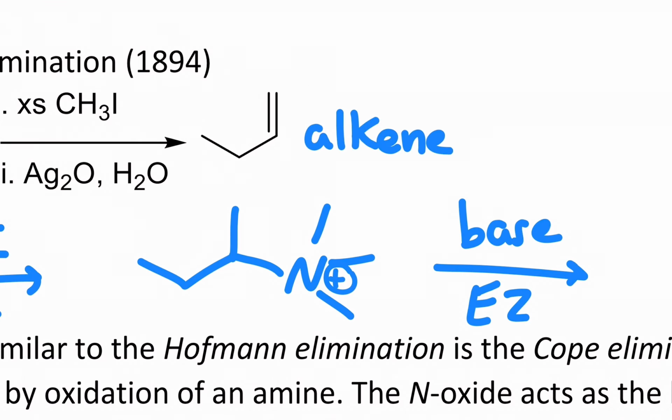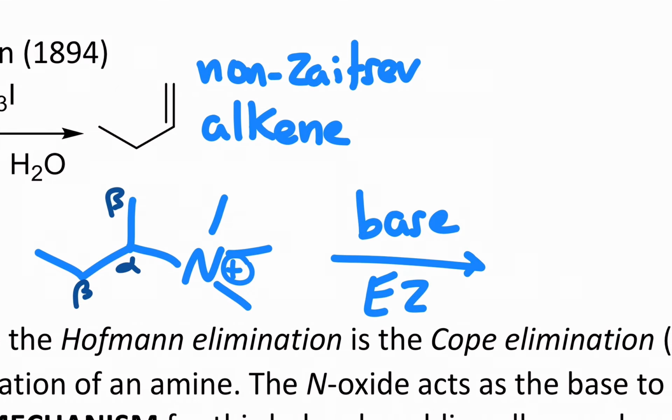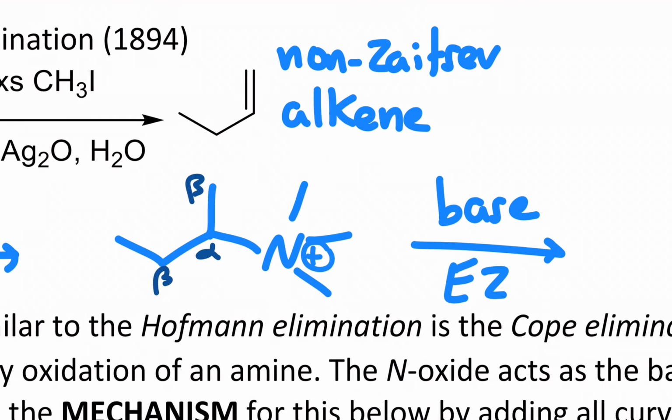What makes this unique is you get the non-Zaitsev product. Remember, last semester we looked at eliminations like E2s, and we would lose a beta hydrogen. Alpha is the carbon directly attached to the nitrogen, so beta is 1 more past that. The E2s that were Zaitsev would lose beta hydrogens where there were fewer beta hydrogens to give you a more substituted alkene. This will do the opposite. You will lose a beta hydrogen where there are more abundant beta hydrogens and get the less substituted alkene, what we call the non-Zaitsev alkene, also called the Hofmann alkene as a result of this.